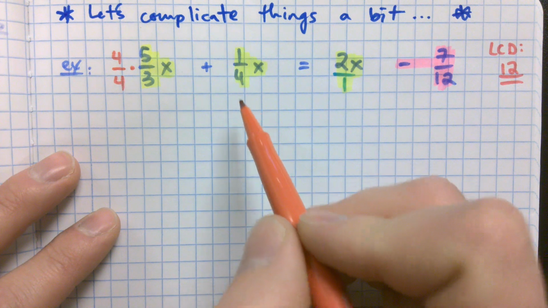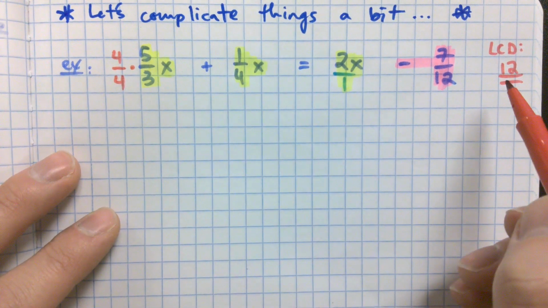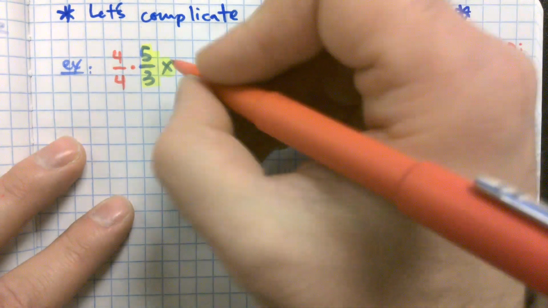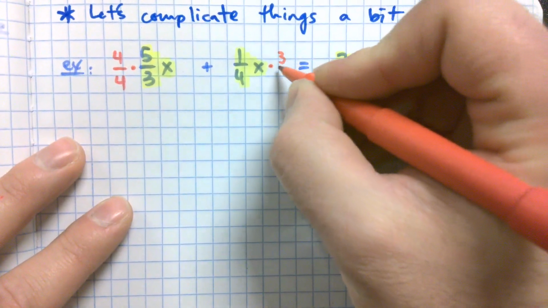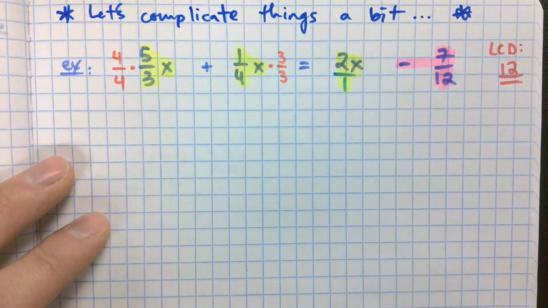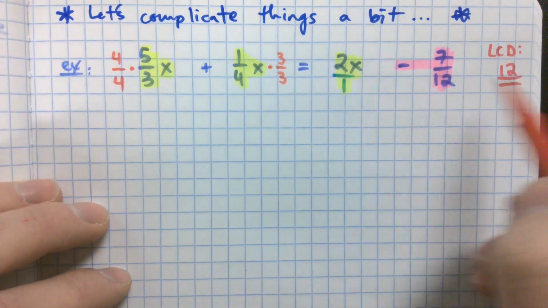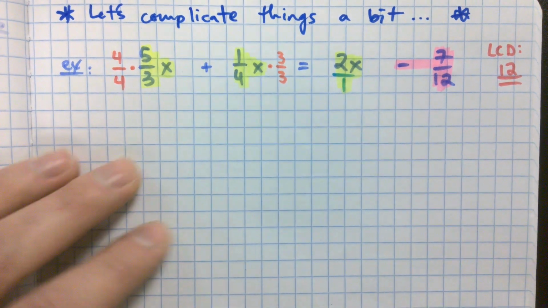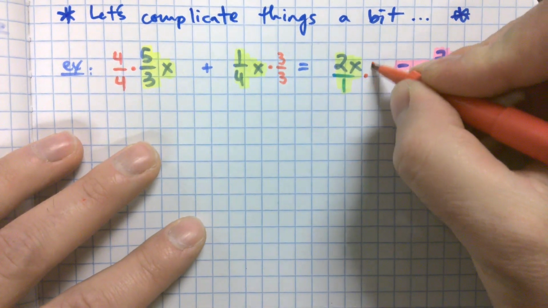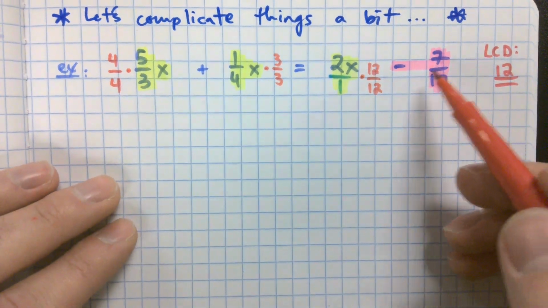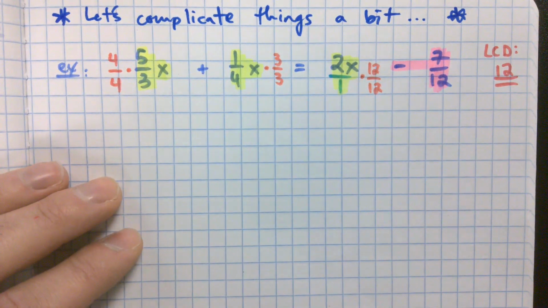I've got 1 over 4. I want 4 to turn into 12. What can I multiply this one by? 3 over 3. I've got 2x over 1. I want my denominator 1 to be a 12. What can I multiply this one by? 12 over 12. And my denominator here is already 12. We'll leave that one alone.